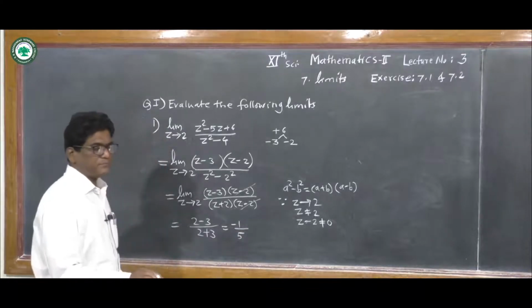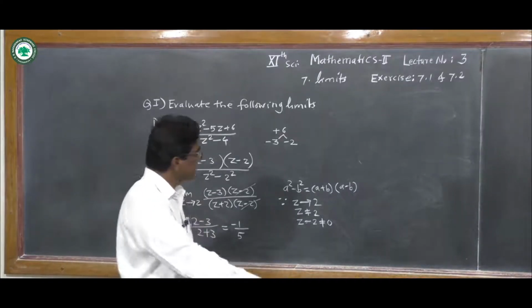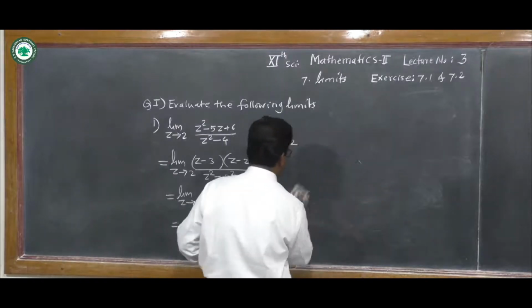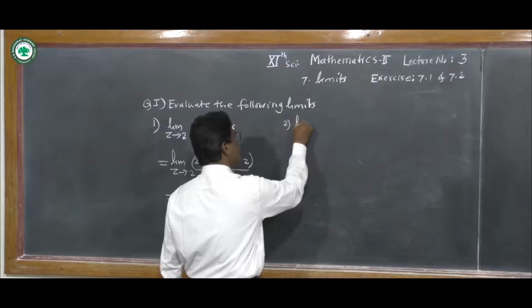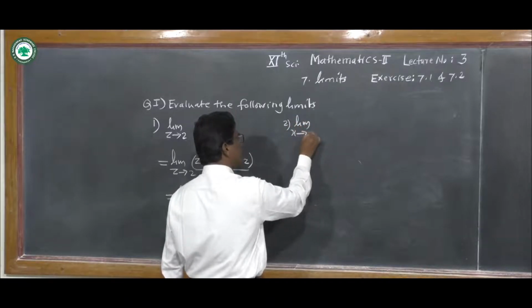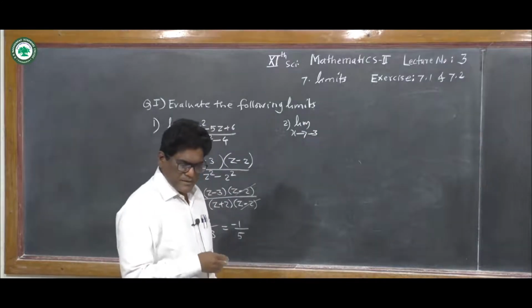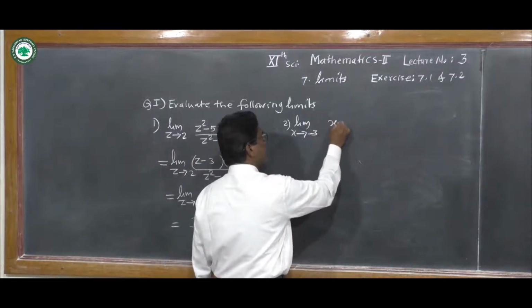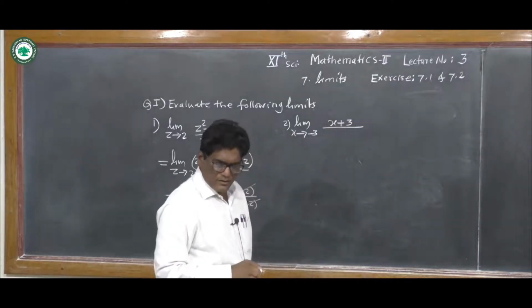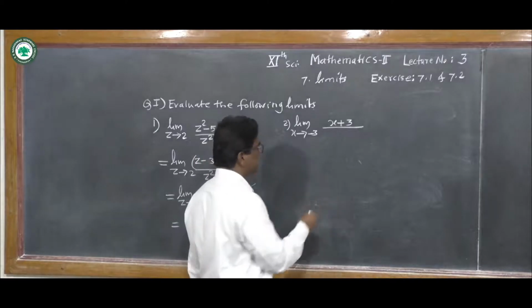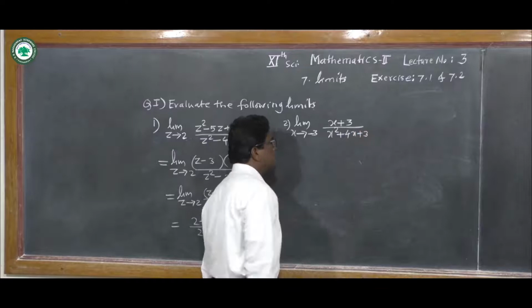Now second problem. Limit as x tends to minus 3 of x plus 3 upon x square plus 4x plus 3.